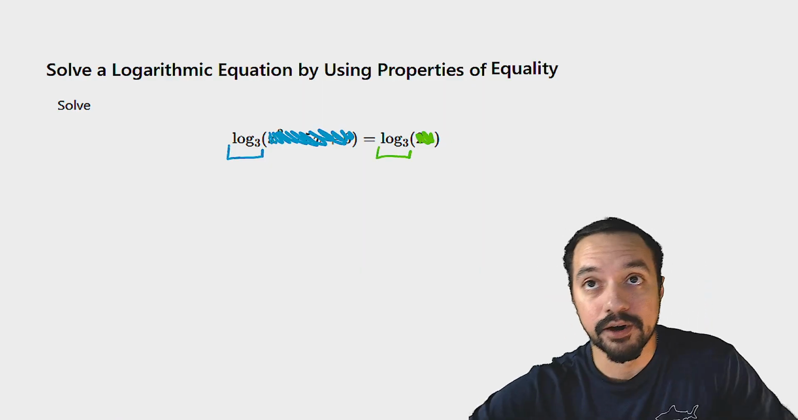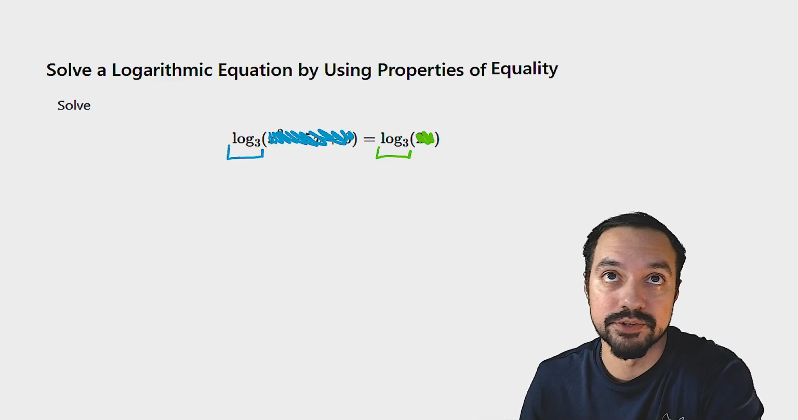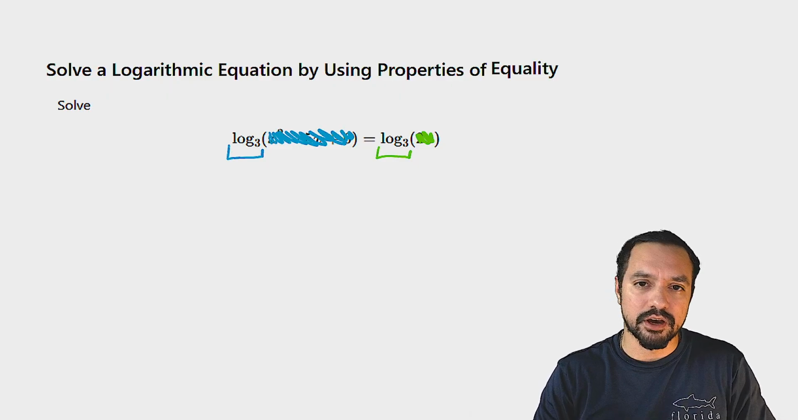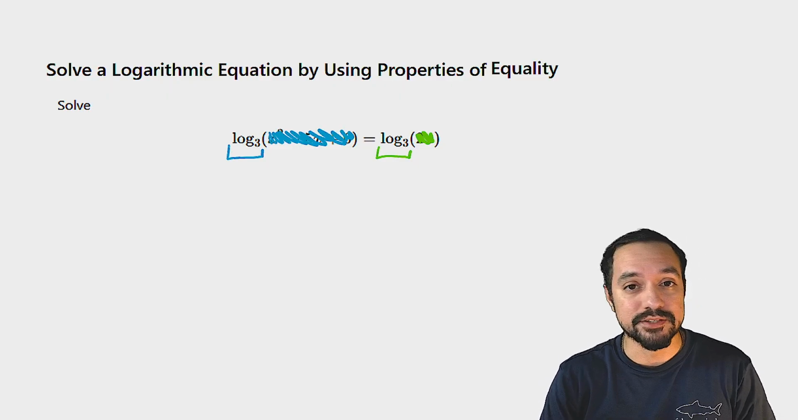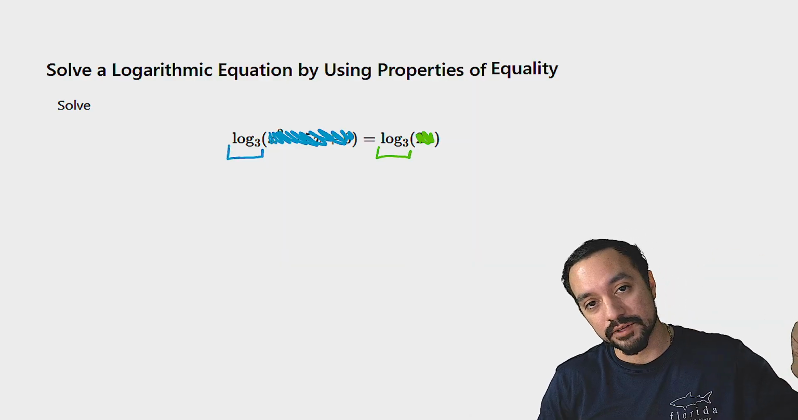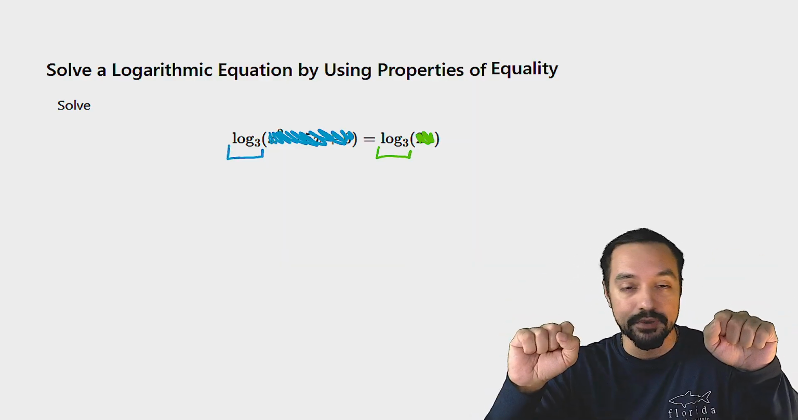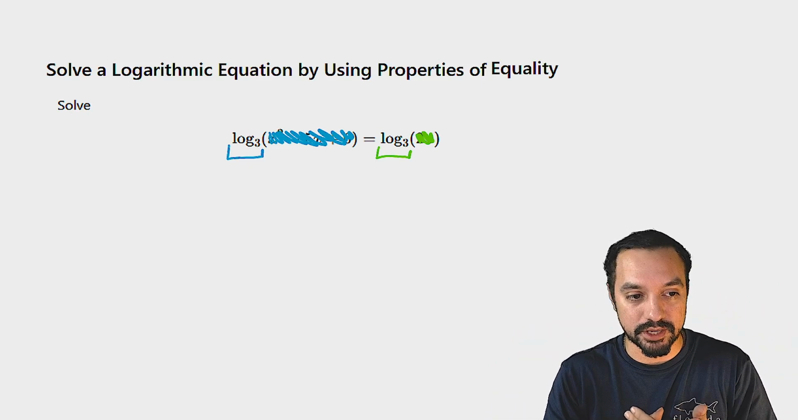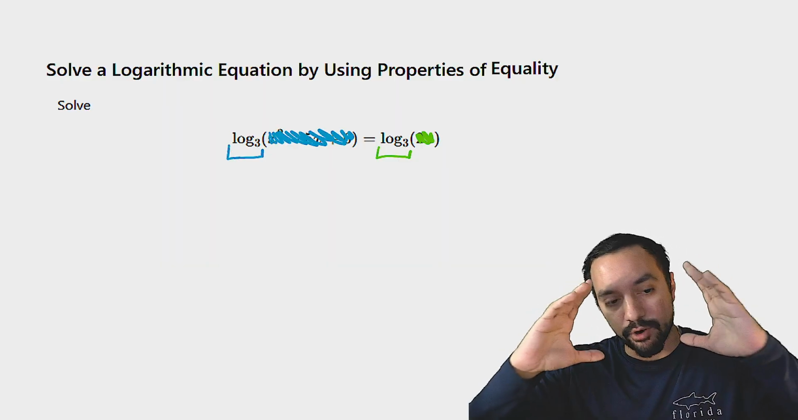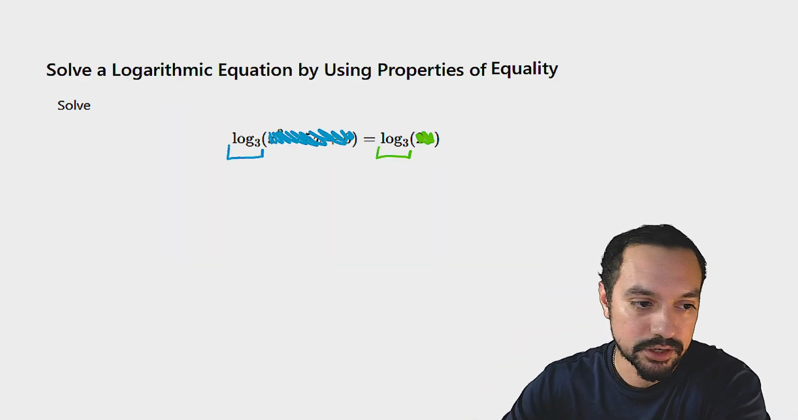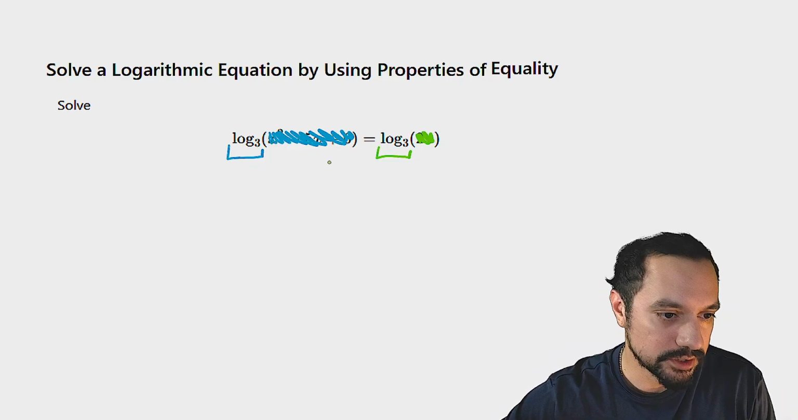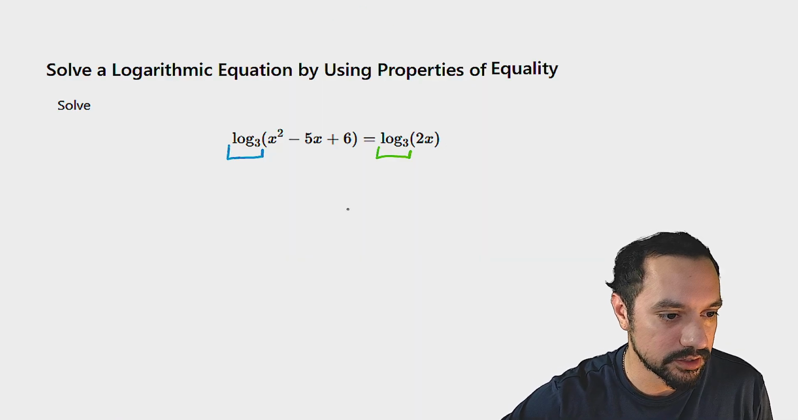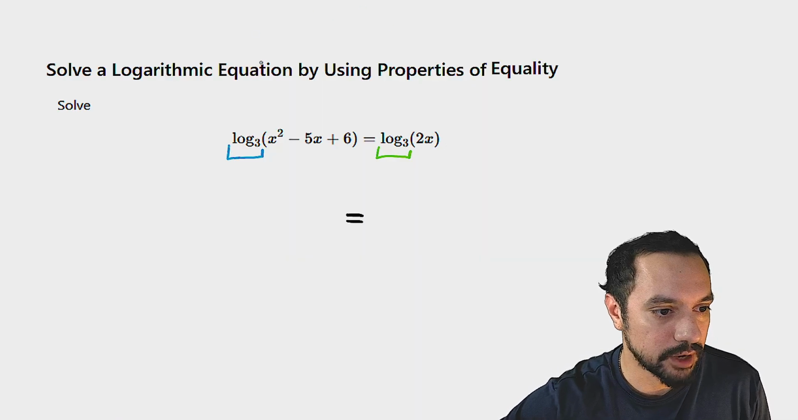Now, if I hid what was in the blue and I hid what was in the green, these would look identical to each other. And so that triggers the logarithmic property of equality, which basically says that if we have log base something here, log base something here, the arguments of that logarithm must be the same. When I say argument, I mean the part of the logarithm that's in parentheses. That's the argument of the logarithm. So in other words, the blue has to equal the green. So what I can do is grab both of these quantities and set them up in their own equation.